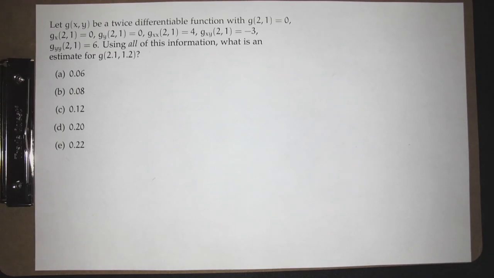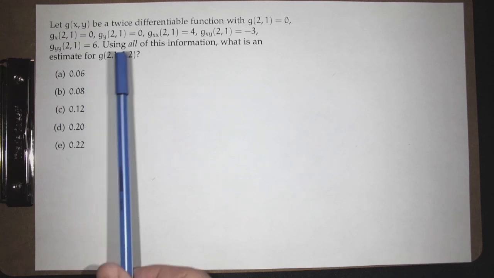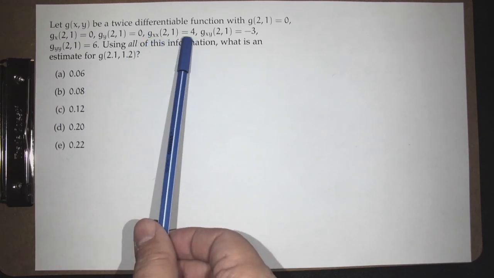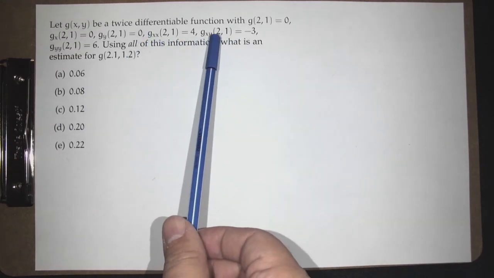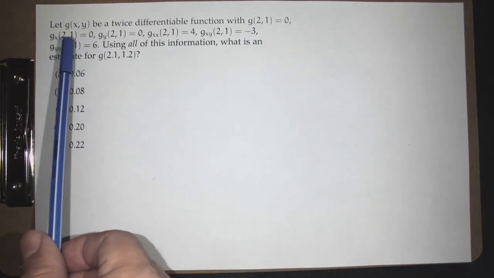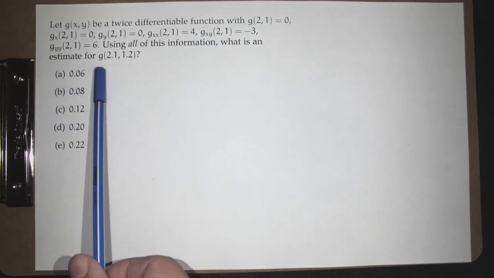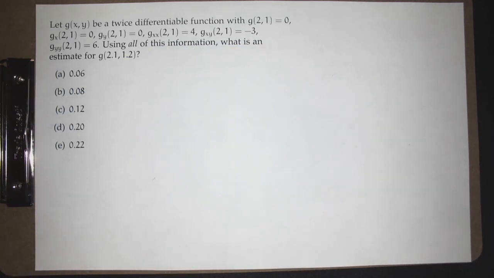We have a question. All right. Let g of x,y be a twice differentiable function. We have some information. g of (2,1) is 0. g sub x of (2,1) is 0. g sub y at (2,1) is 0. Lots of zeros. g_xx of (2,1) is 4. Okay, good, not 0. g_xy at (2,1) is negative 3. g_yy at (2,1) is positive 6. Using all of this information, what is an estimate for g of (2.1, 1.2)?